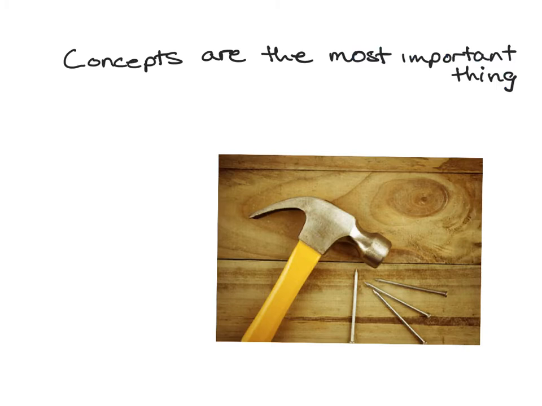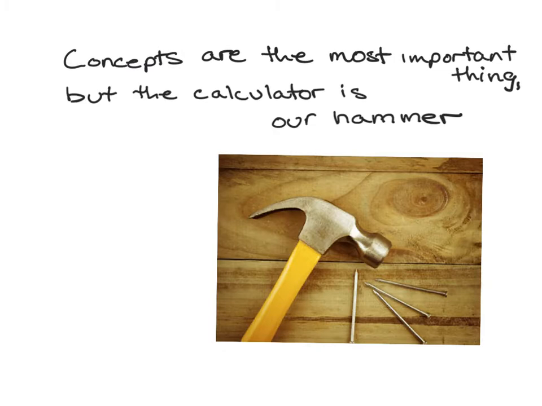In this class, understanding the concepts is the most important thing, but the calculator is our hammer. It doesn't matter how well you understand the physics of how nails can go into a piece of wood. If you don't have a hammer, there's no way that you can get those nails in the piece of wood.